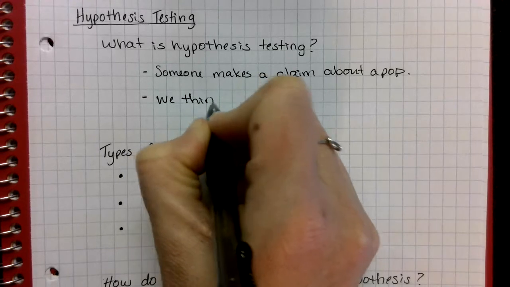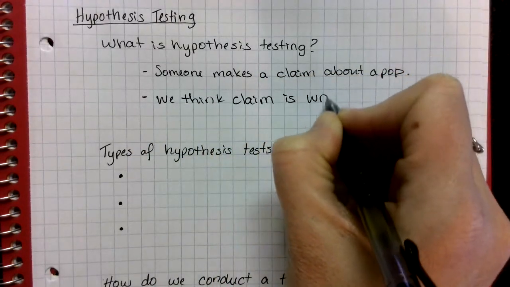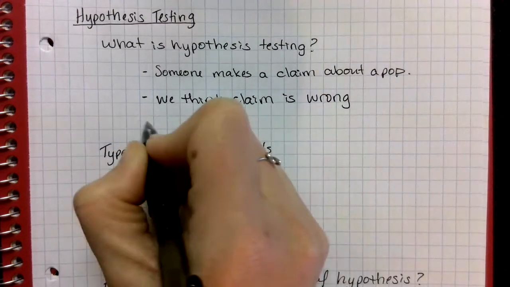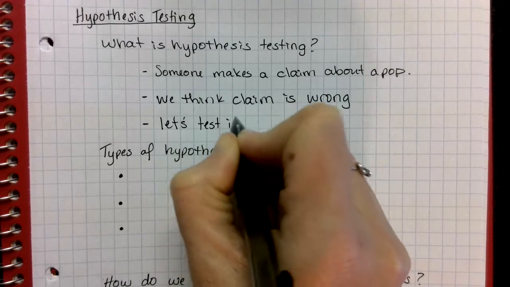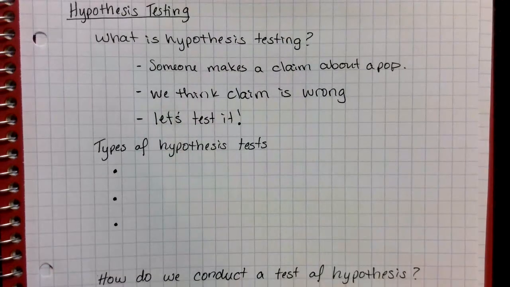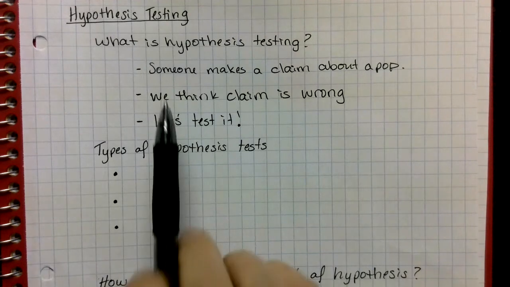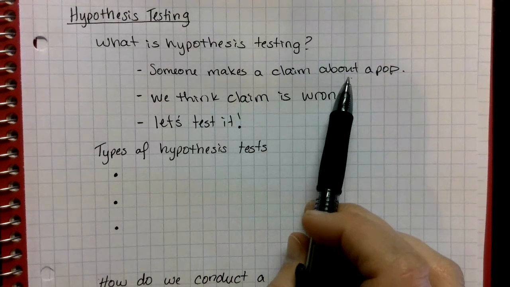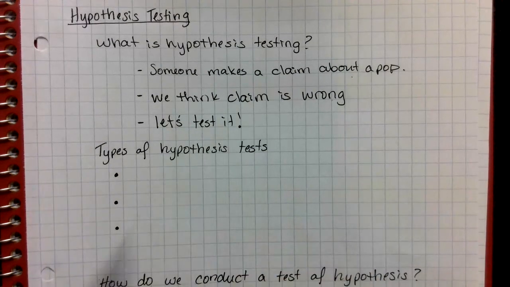So, if we think that the claim is wrong, then what we do is we say, let's test it. So that is what a test of hypothesis is. If you remember from science classes, a hypothesis is kind of like what somebody thinks will happen. So somewhere along the line, somebody made a hypothesis. We came across it and we said, no, I don't think that's right. So we're going to test it.